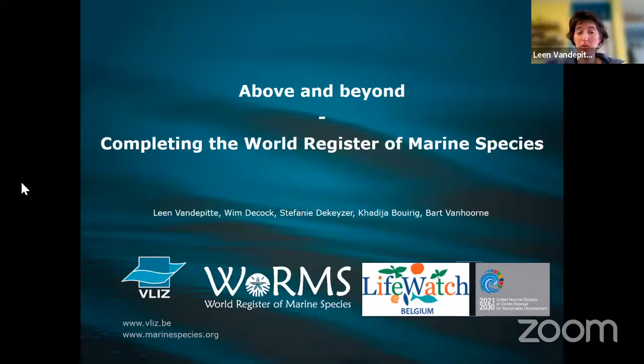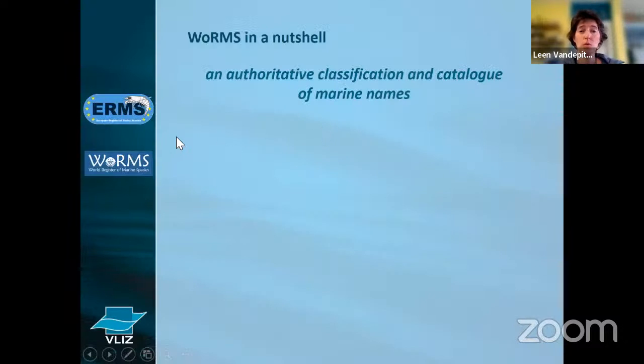I'll tell you a little bit about Worms as an endorsed project with the title Above and Beyond, Completing the World Register of Marine Species, or just ABC Worms in short. Worms itself is an authoritative classification and catalog of marine names, and it's managed by a wide variety of experts. It aims to provide a list of names of marine organisms that include information on synonymy, so it can serve as a guide to have an interpretation for taxonomic literature.